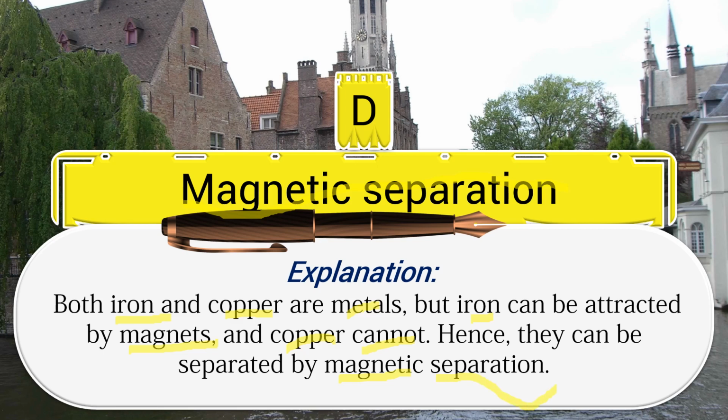So we are saying that both iron and copper are metals, but it is iron that can be attracted by a magnet. Therefore, we can separate it from copper because copper is not attracted by the magnet.